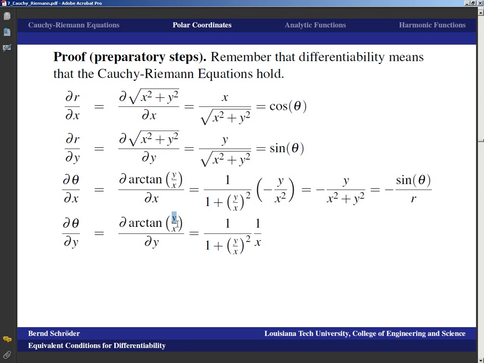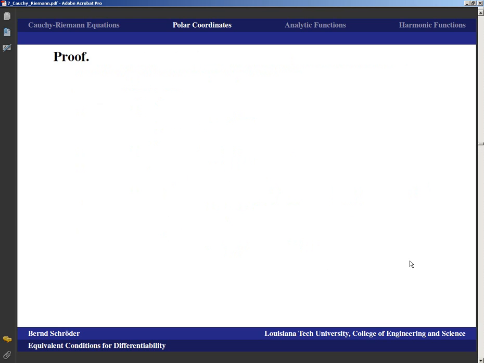And the derivative with respect to y of y over x, of course, is a whole lot simpler. That's just 1 over x. Well, 1 over x is x over x squared. So that means we get here that this is x over x squared times all this stuff, which is x squared plus y squared. x was r cosine theta, so this ends up being cosine theta over r. Okay, first preparatory step done.